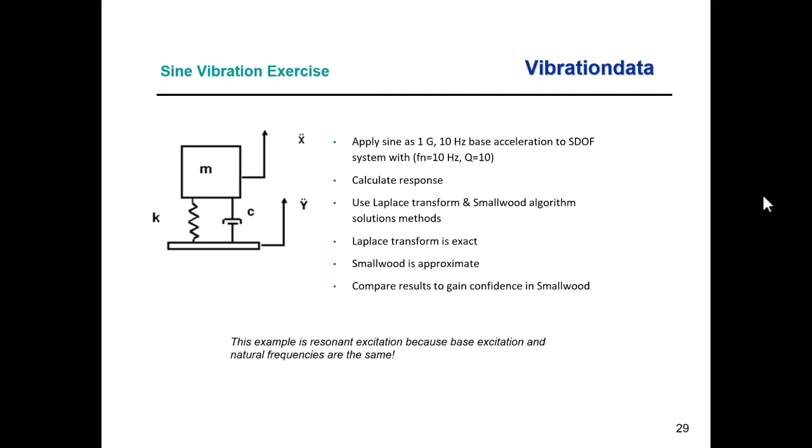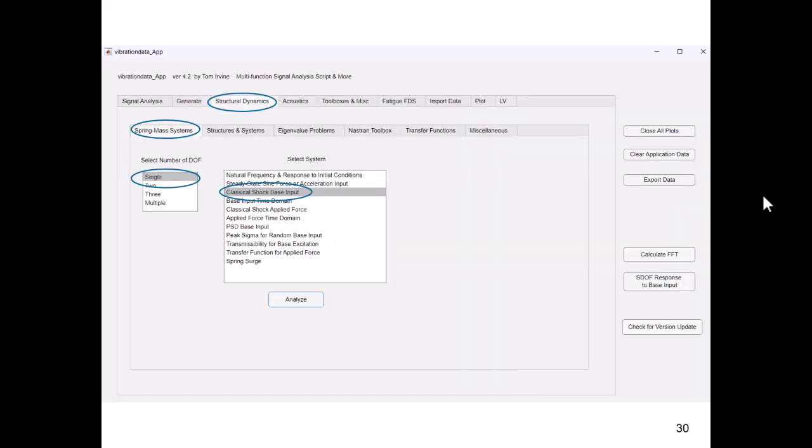So a special case of resonant excitation of the spring mass system, which, by the way, in aerospace we want to avoid because we get those high x double dot acceleration responses that could potentially lead to a fatigue failure or something like that. Okay, so we're going to go back to our Matlab GUI, to structural dynamics, to spring mass systems, single degree of freedom, and we're going to do a classic shock-based input. Now, we're not actually going to do shock, but the function that we want to go to is under the classical shock-based input. You'll see what I mean in a minute.